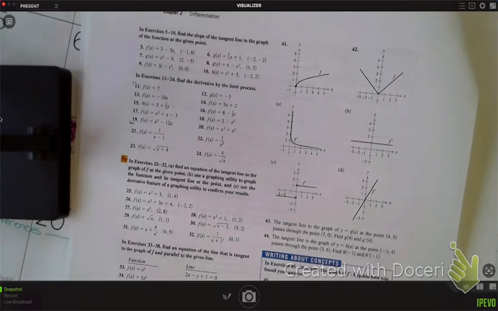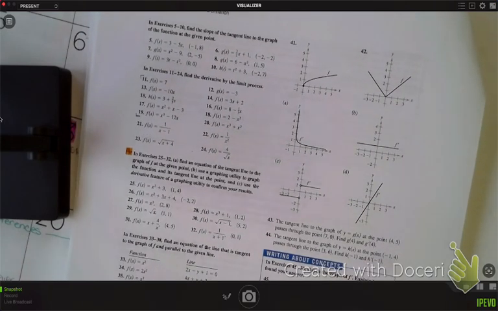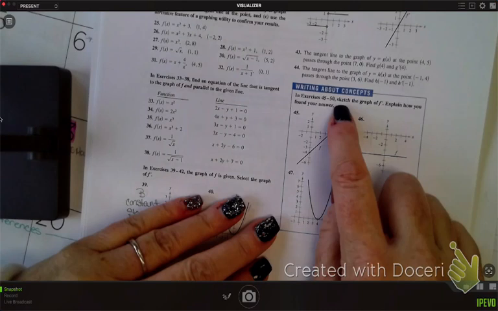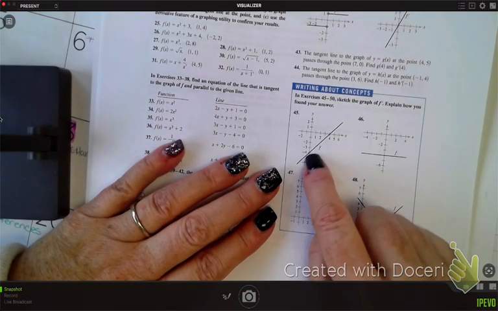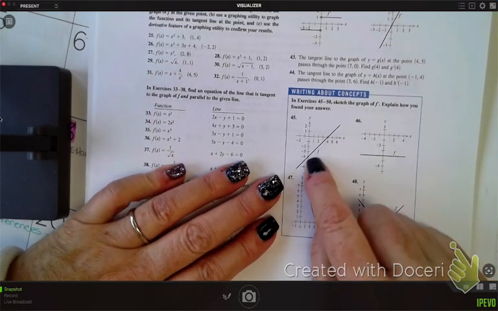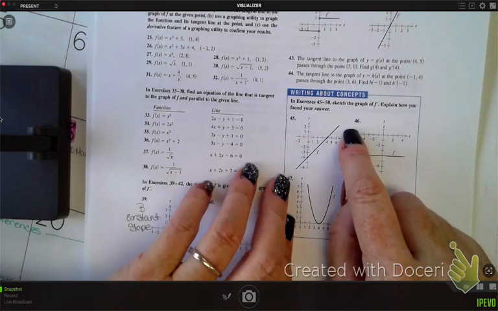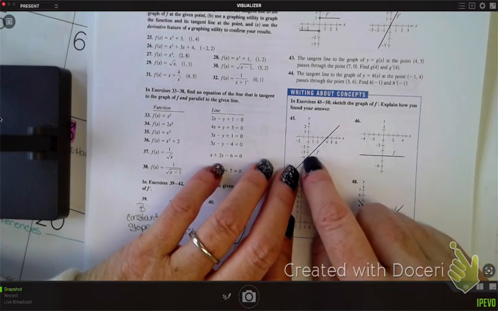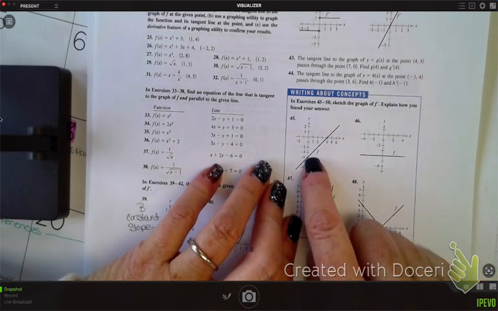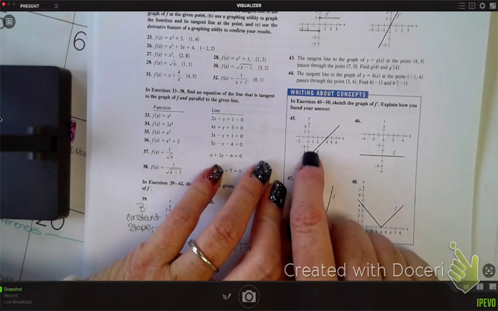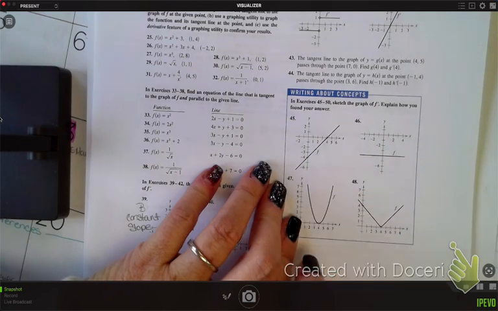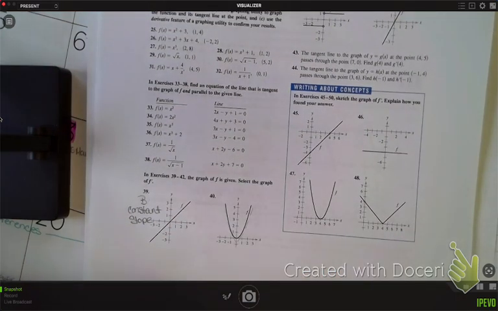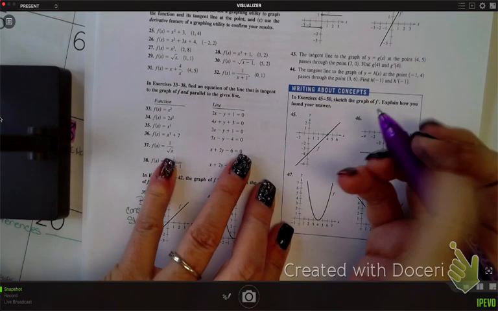Now what's your next number? 45. Okay, so 45. It says, sketch the graph of the derivative. Okay, this is linear, so my derivative is going to be horizontal. So I need to know what my slope is, don't I? So what is my slope? If I go through 4, so 1, 2, 3, 4, and 1, 2, 3, 4. So 4 over 4 is 1. So what should that graph look like? Horizontal. Horizontal at where? 1. Should we graph it? Yep.